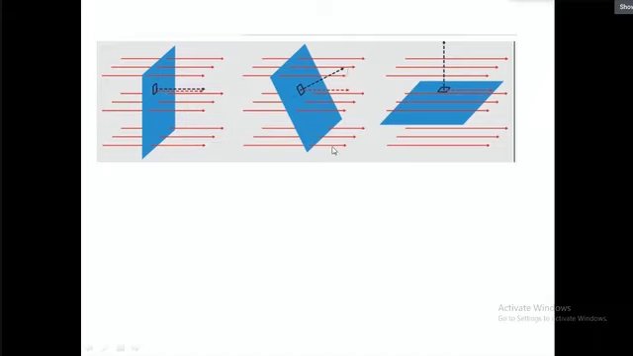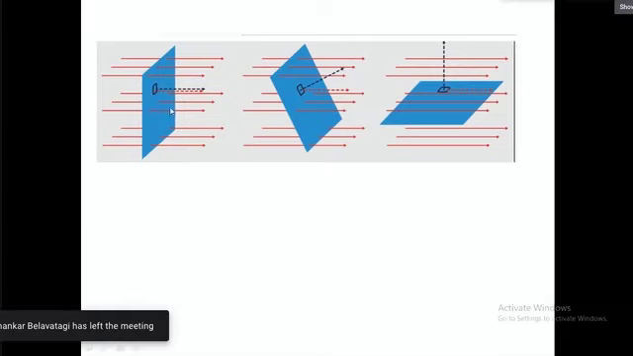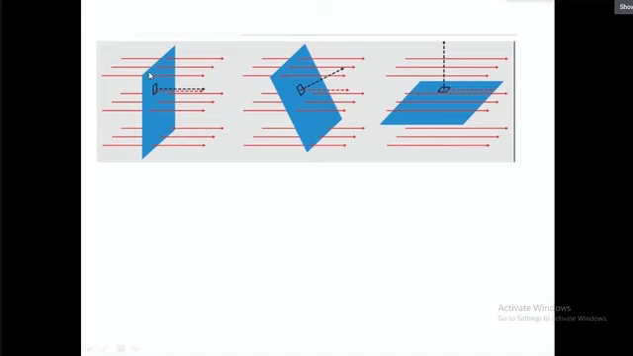Here in the third figure, this is the normal. The black dotted line is the normal to the surface. The normal to the surface means the perpendicular line to the surface. And the red dotted line is the flux density, or the electric field. The direction of flux density is the electric field. So what happens here?